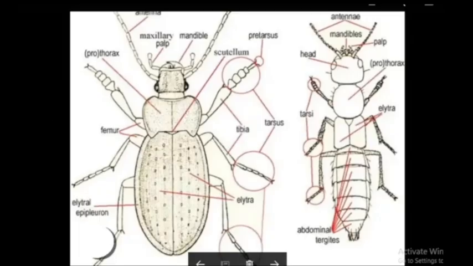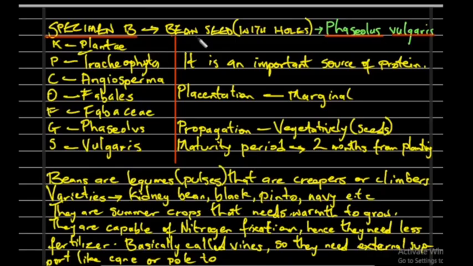Then we move to specimen B. This is our specimen B, the bean seed with holes. Let us classify this organism as well. The kingdom is Plantae, since it belongs to the plants. The phylum is Tracheophyta. The class to which it belongs is Angiospermae. The order is Fabales, the family is Fabaceae, its genus is Phaseolus, and the species is vulgaris. So from this we have the scientific name, Phaseolus vulgaris.